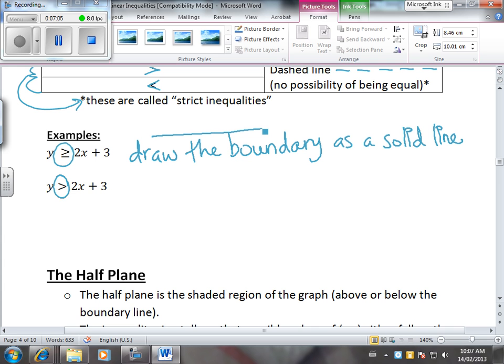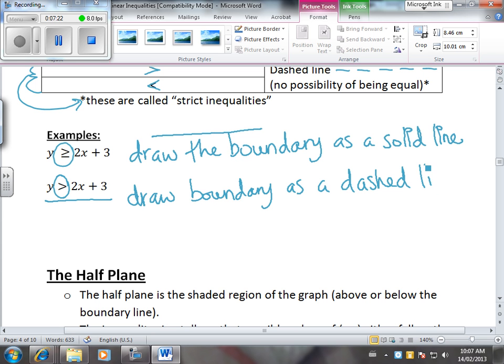And then this one here, y is greater than 2x plus 3. We will draw the boundary as a dashed line. Okay, and so just a dashed line like that.